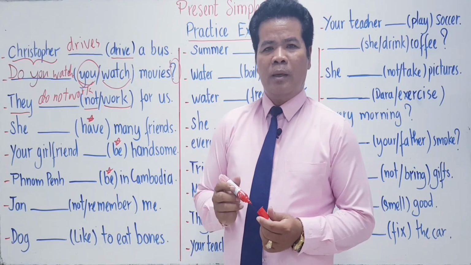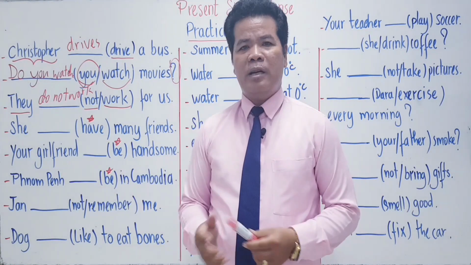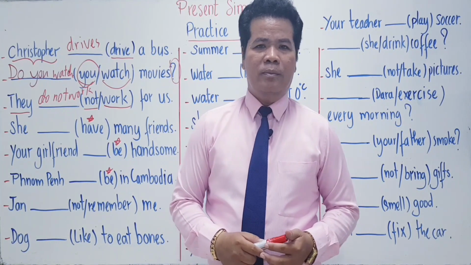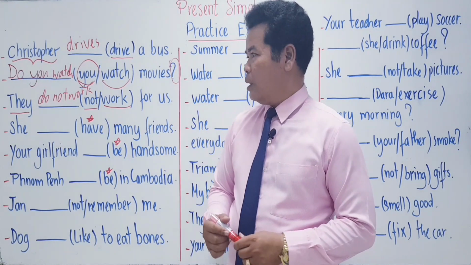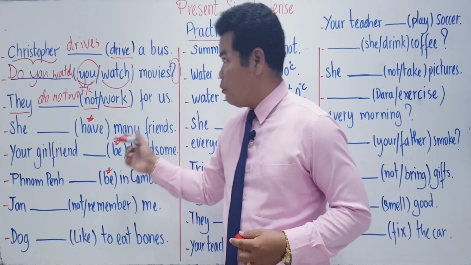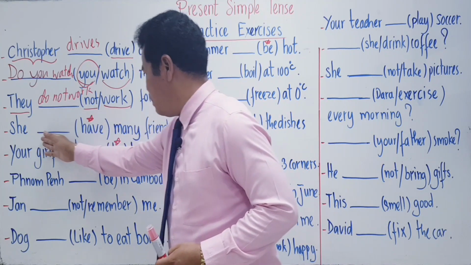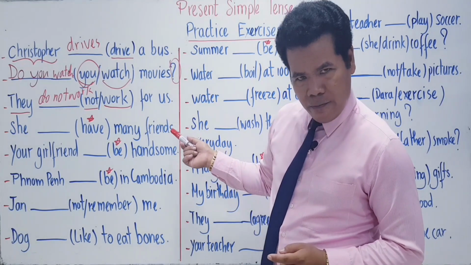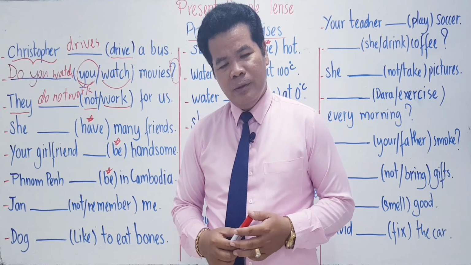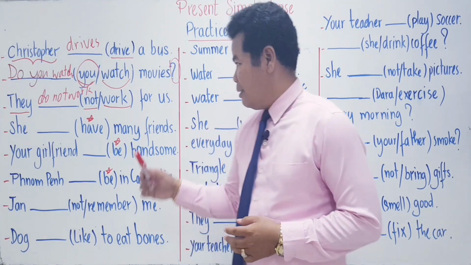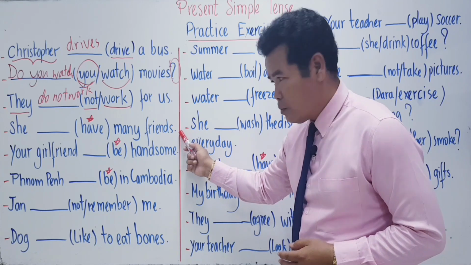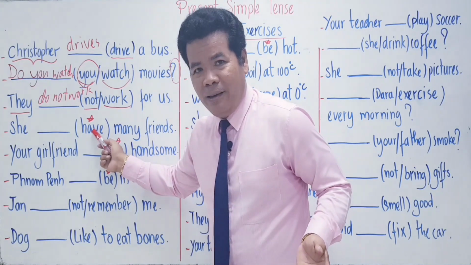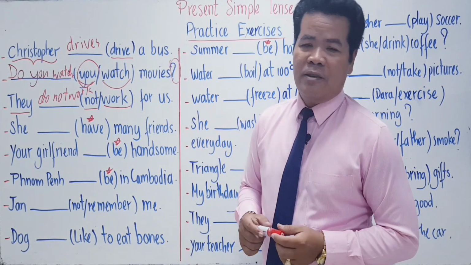They do not work. But if you don't want to say it in the long form, you can say it in the contraction form. The contraction form is they don't. They don't work for us. Let's go to number 4. She, blah, blah, blah, and then friends. Can you have a look at the sentence? Is it positive? Is it negative? Or is it a question? There is no question mark. There is no negative word, like a keyword. You don't have it. So it's only the positive sentence.